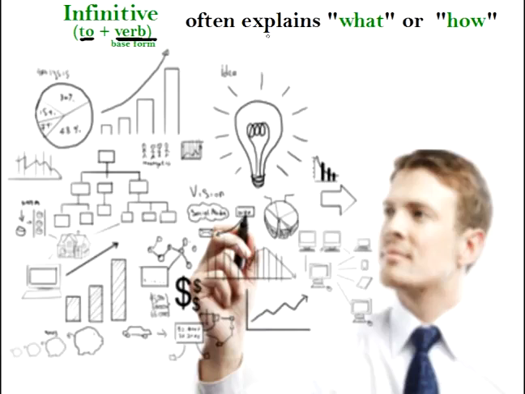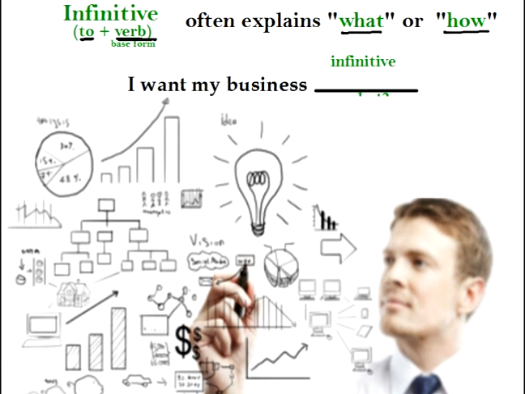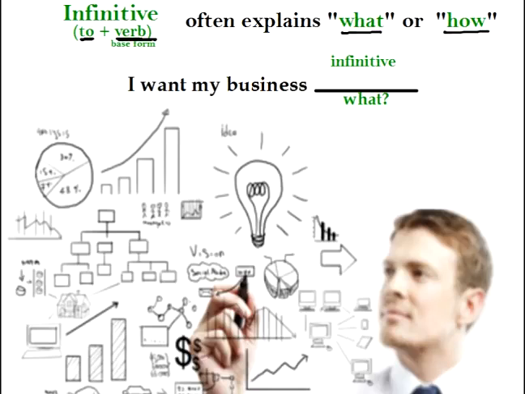Now, the infinitive often explains what or how in a sentence. Let's look at an example. If I think about my business, what do I want from my business? Now I'm going to use the infinitive to describe what it is that I want. Like any business, I want my business to succeed. So using the infinitive, to, and the base form, succeed, I'm describing what I want. I want my business to succeed.